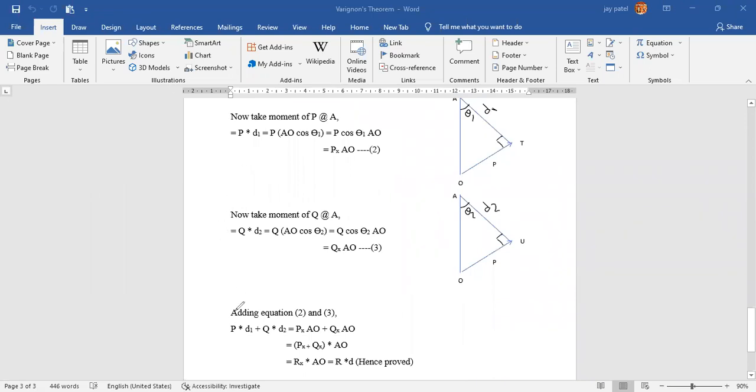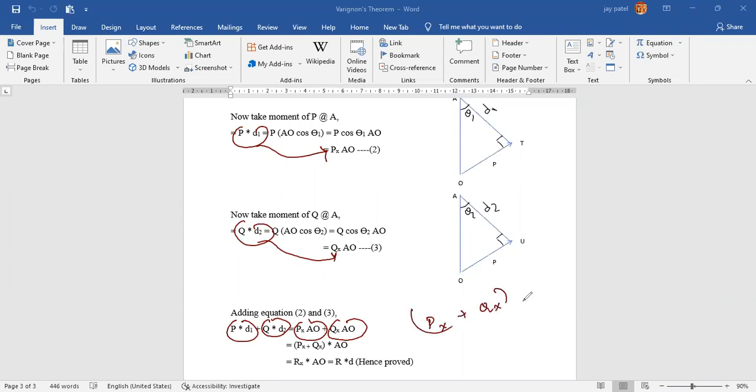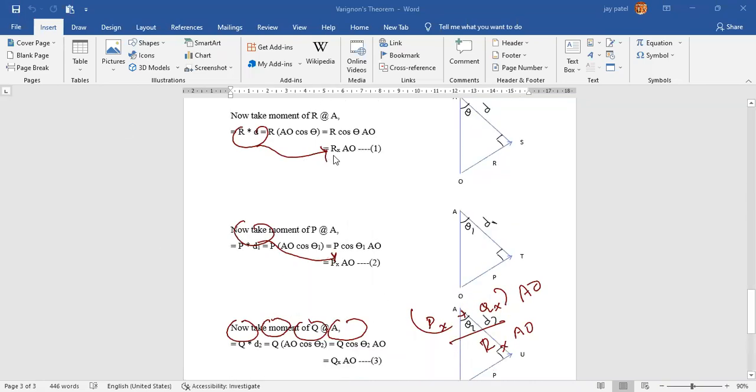What is the moment of P? P into d1. What is the moment of Q? Q into d2. What is the value of P into d1? Px AO. What is the value of Q into d2? Qx AO. Take AO common from this equation. Px plus Qx, into AO. What is Px plus Qx? Rx. Rx into AO. First step, Rx into AO equals R into D. I hope it is clear to all of you.